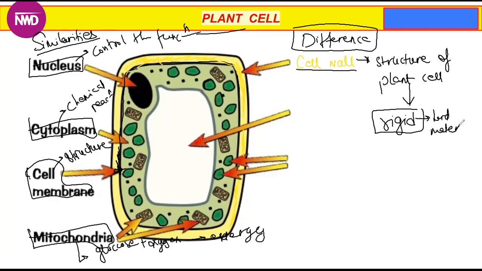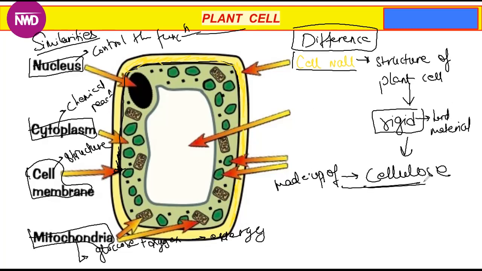You can see that plants cannot move like we humans can move. Why can the plants not move? Because of the presence of this rigid structure. And this rigid structure is made up of something called cellulose. Okay. So it is made up of what? Cellulose.